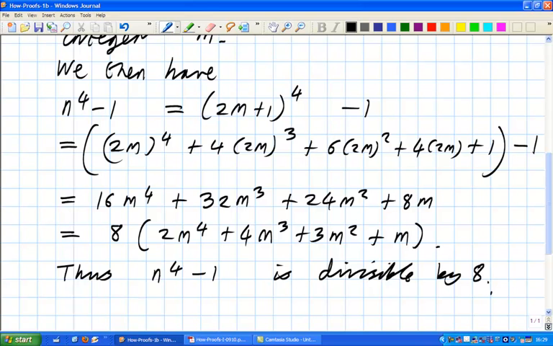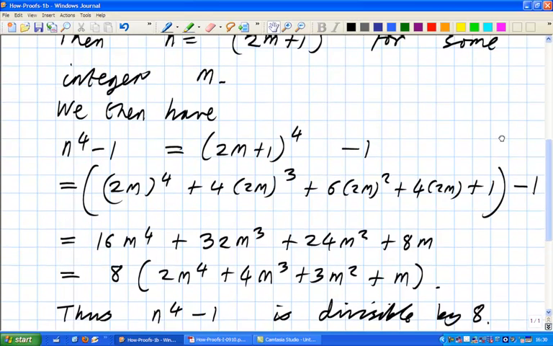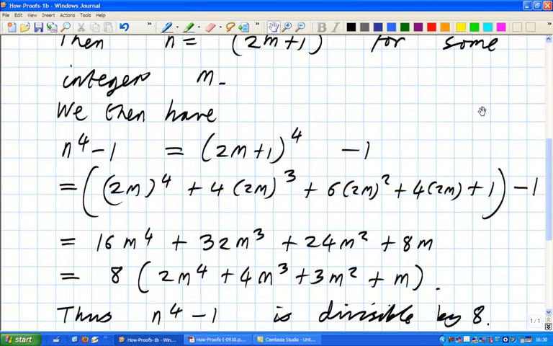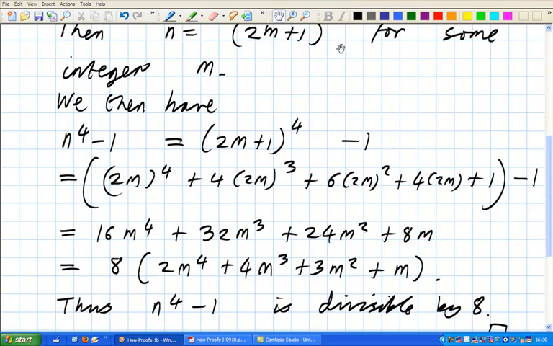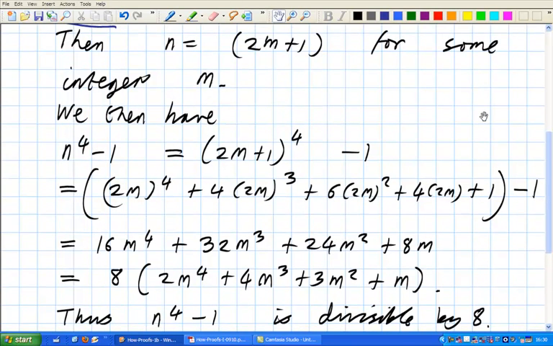And we finished. So what did we do? We used, well, let's try and make that full screen. We used what it meant for n to be an odd integer. We said n is 2m plus 1 for some integer m.